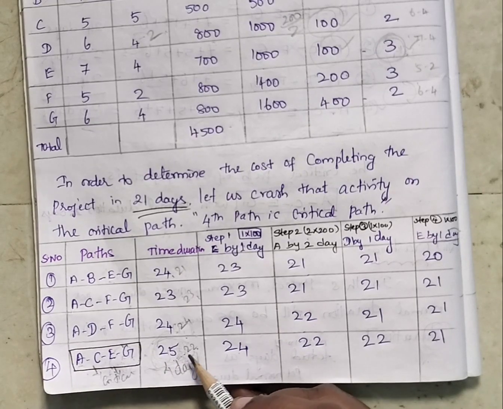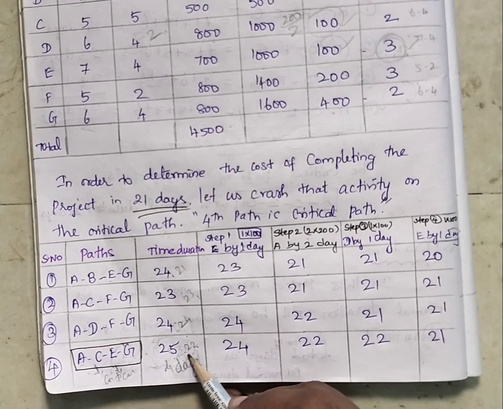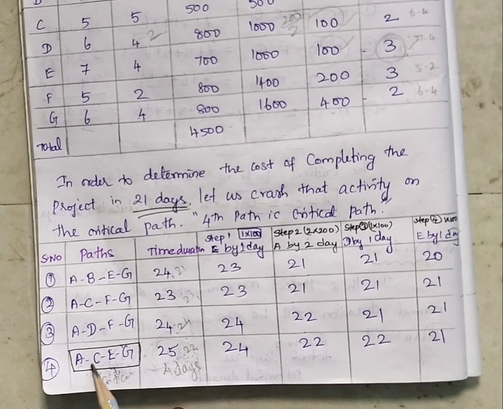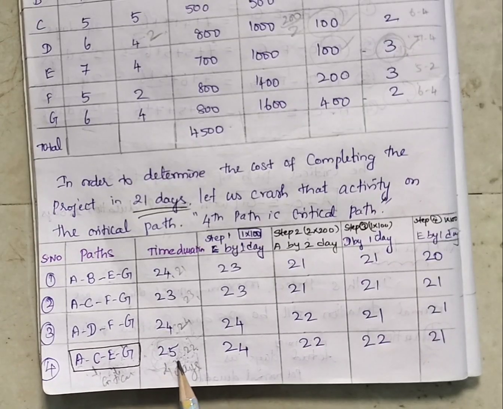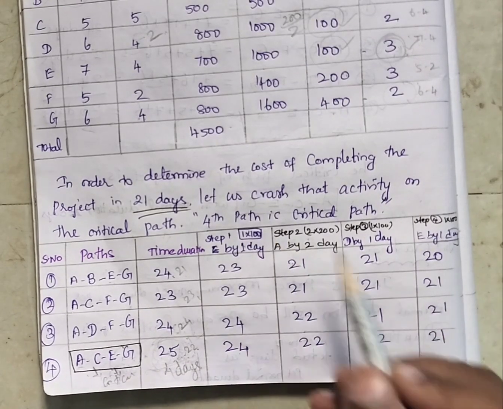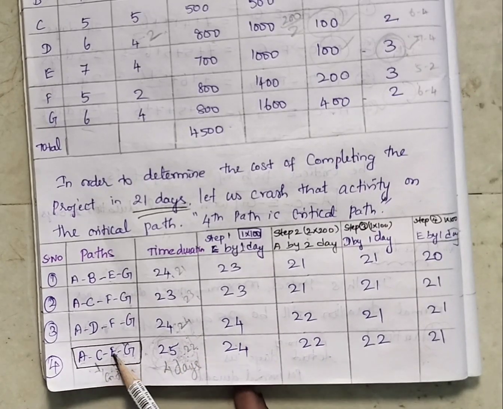So we reduce only 1 day of E. If you reduce only 1 day, this path will not lose its criticality. We cannot reduce 2 or 3 days of E, because if we reduce more than 1 day, the critical path status of this path will be lost. So we are reducing only 1 day. This is the first step.